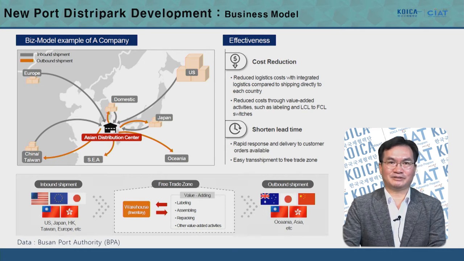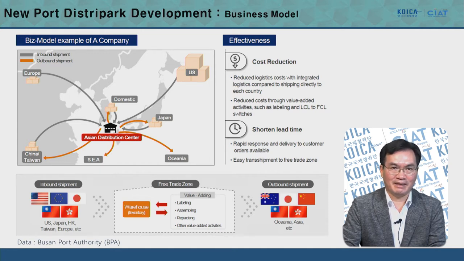The Newport aims to create added value and jobs by developing the district park. LCL FCL is a value-added model that imports goods from the US, Japan, Hong Kong, Taiwan, Europe, etc. It performs devanning, storing, and loading work in the district park and delivers them to Oceania and the Asia region. In addition, the model performs value-added activities to create local jobs such as labeling, assembling, repacking, etc.